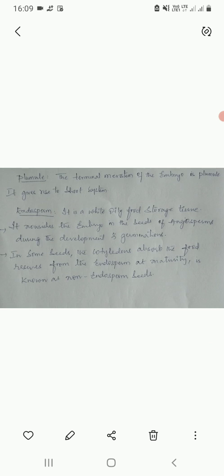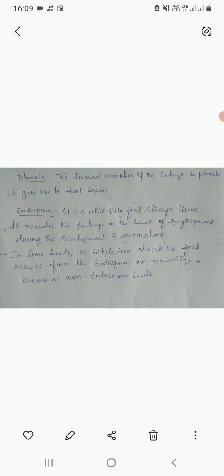Plumule is the terminal meristematic part of the embryo. Meristematic simply means the dividing part, right? The terminal meristematic part of the embryo is called plumule, which gives rise to the shoot system. And then the next one is the endosperm. It is a white, oily food storage tissue. It provides nourishment and is very rich in all types of nutrients. That's why it nourishes the embryo of the seed.